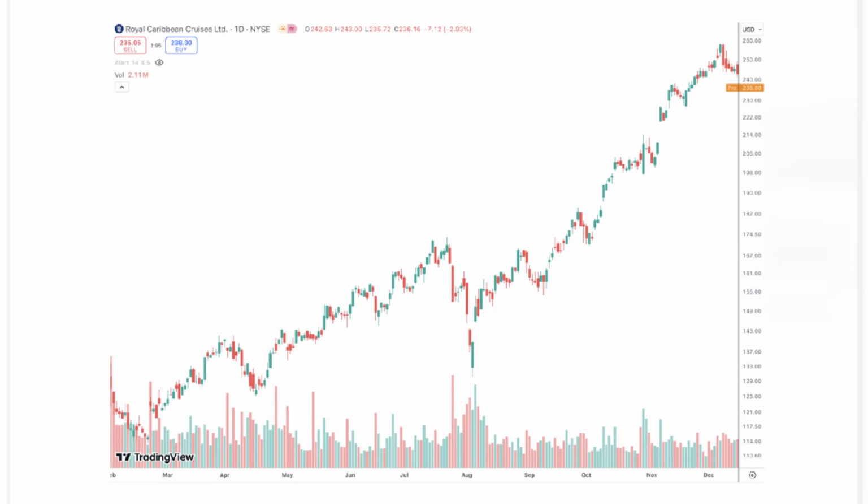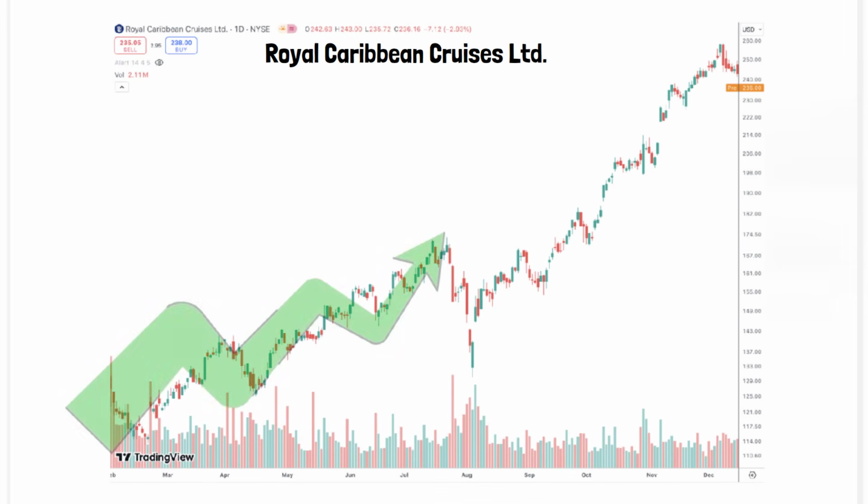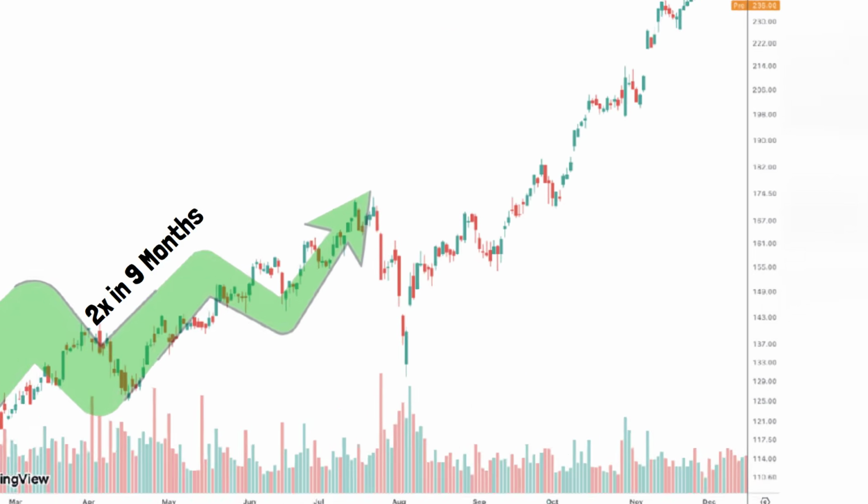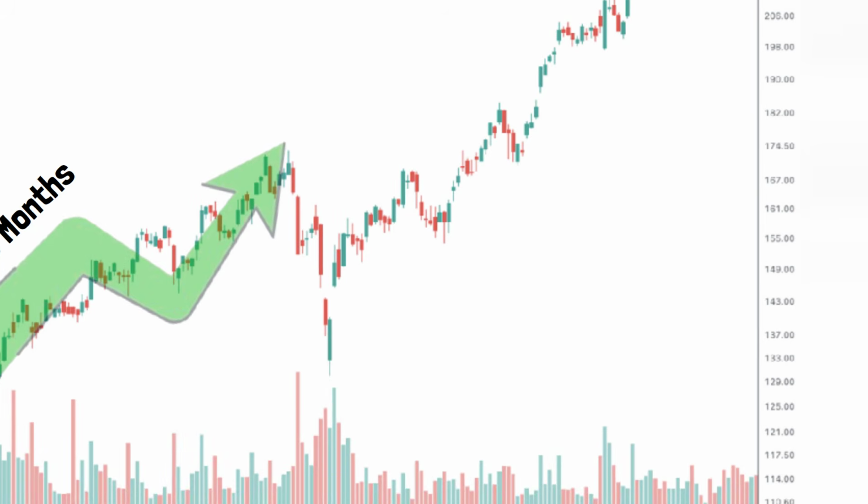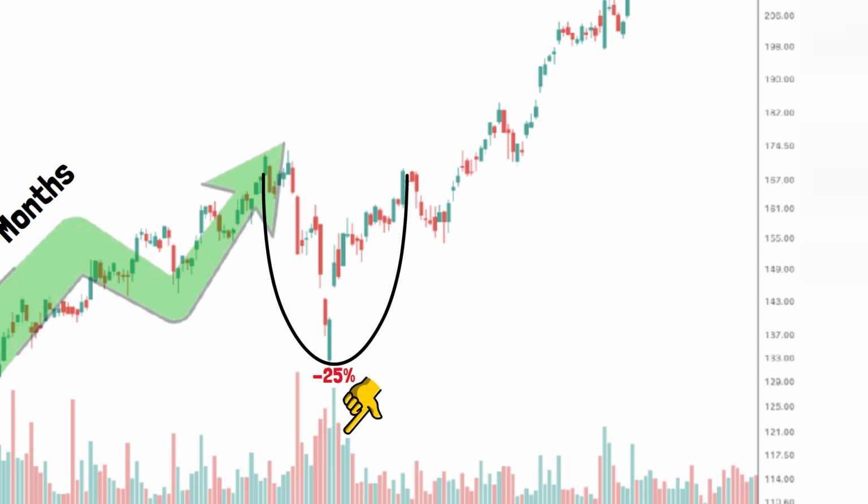Here's the chart of another stock, Royal Caribbean. This stock was also in a strong uptrend, doubling in 9 months and then slipping into the VCP. This too broke out after 3 contractions, with the first being the most violent when the price crashed 25% from the highs. However, it quickly recovered as sellers got exhausted and buyers took over. The second contraction was 9% deep, and the third was a tiny 3%.